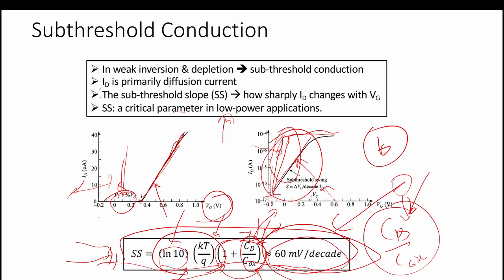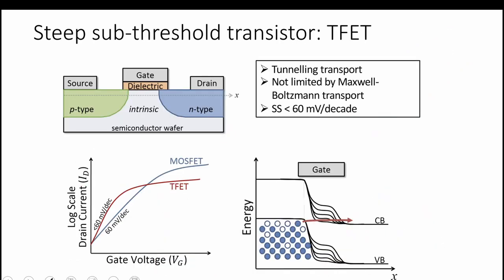So it is not possible to go below 60 millivolts per decade in this kind of configuration, in this MOSFET configuration. But there are other device configurations, like tunneling field effect transistors, in which it is possible. There is research going on in these fields, which is not commercialized yet, but it will be.